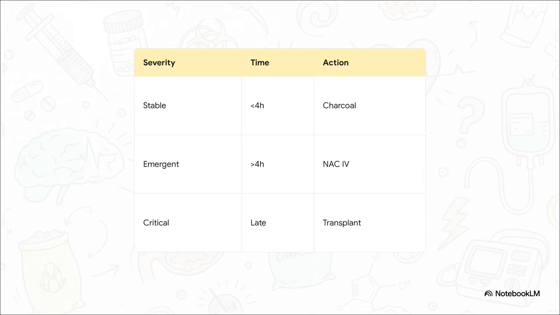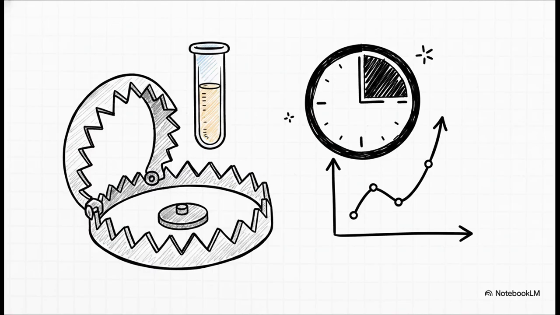And if they present critical, I'm talking fulminant hepatic failure, encephalopathy, a PT/INR greater than 6.5, and an arterial pH dropping below 7.3, at that point, you're looking at an emergency transfer for a liver transplantation under the King's College criteria. But here is the ultimate trap.